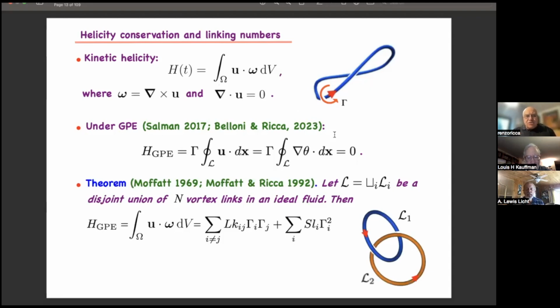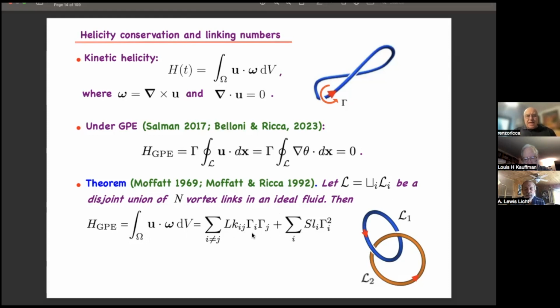Now, an interesting connection with topology comes from the work of Keith Moffatt, 1969, and we can say that if we deal with the link, the disjoint union of defects in an ideal fluid, let's say, then helicity, the classical form given by this integral, can be represented by this sum.